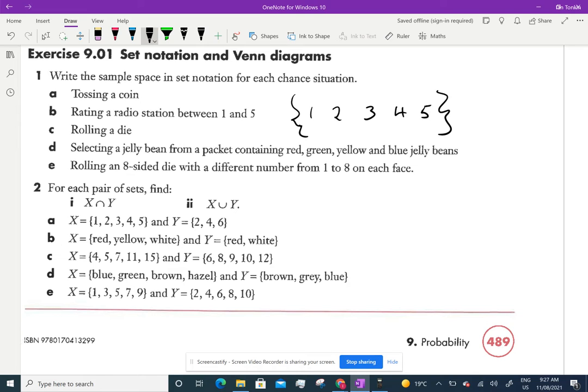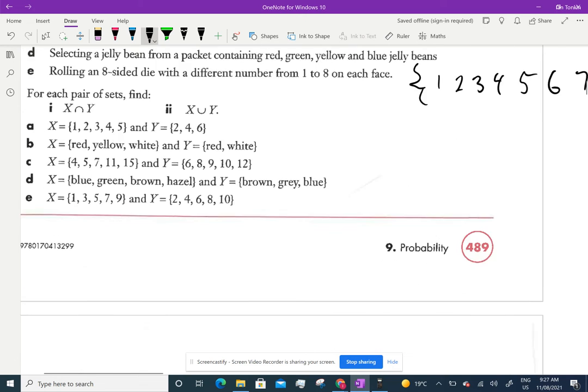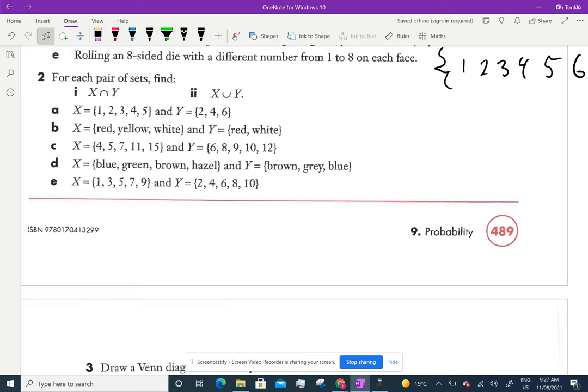Rolling an 8-sided die with different numbers 1 to 8: 1, 2, 3, 4, 5, 6, 7, 8. Okay, I'm not going to waste any time on there, too easy.